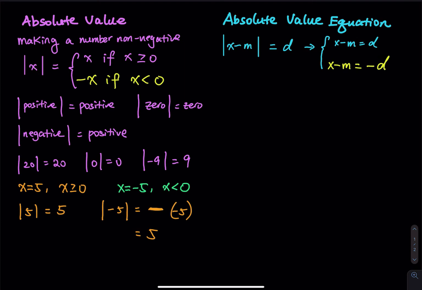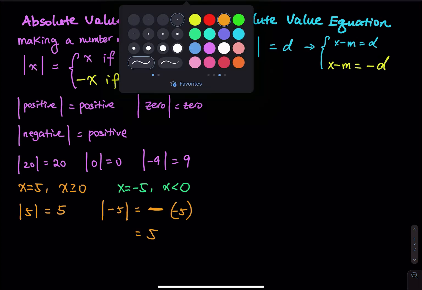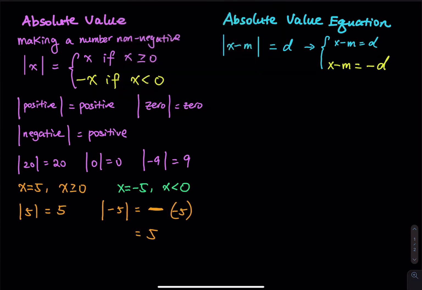So let's use another color. So let's say we have absolute value of x minus 3 equals 5. So you have to break this down into two equations. The first one is x minus 3 equals 5. You just remove the absolute value. The second one is x minus 3 equals negative 5. And then you solve them.